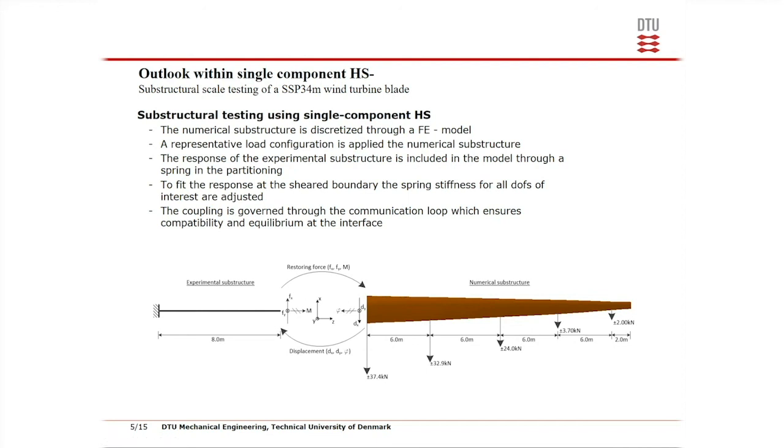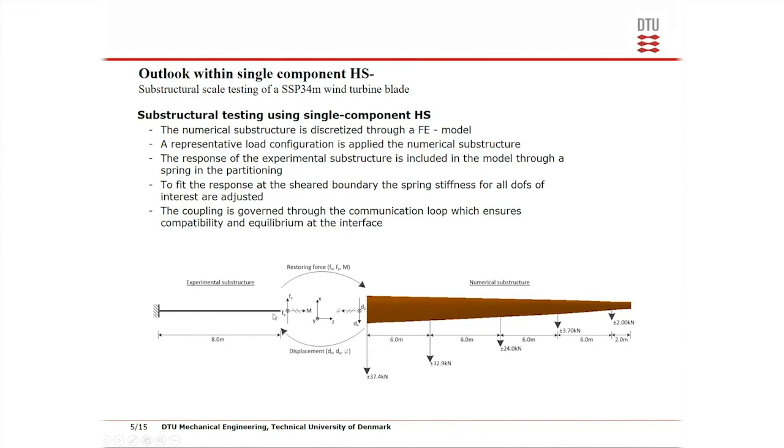In industry, there have been huge problems seen in the transition zone of these wind turbine blades, meaning that the root end section of the blade has shown structural issues. So what we are using the SSP 34 meter blade for is a test vehicle, you can say, to demonstrate the potentials of using a hybrid simulation tool.